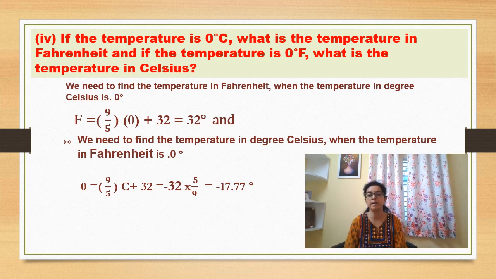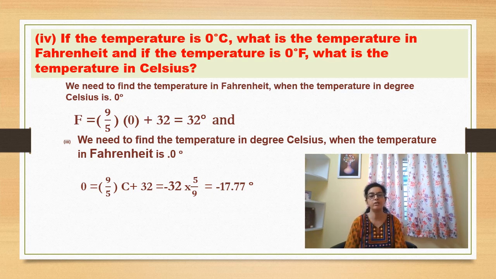And in the second part, you can see that we have replaced F with 0. But what about C? It will remain as it is. And then what we are going to do is just transposing. First we will transpose 32 to the left side, then we will get minus 32. And then on transposing 9 by 5, you know that whenever there is a fraction, we take its reciprocal. So on taking the reciprocal of 9 by 5, we are getting 5 by 9.